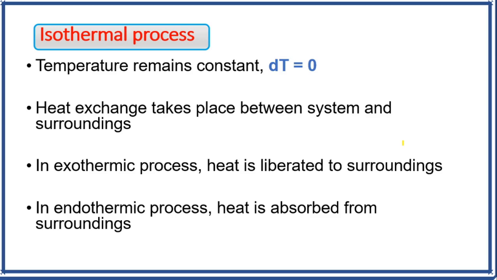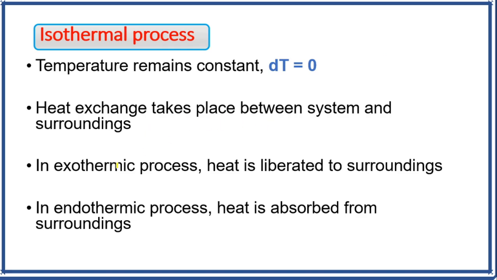Next we will move on to the process called the isothermal process. Isothermal process means the process where the temperature remains constant. That means change in temperature is equal to 0. So here change in temperature is equal to 0, but heat exchange takes place between the system and surroundings.